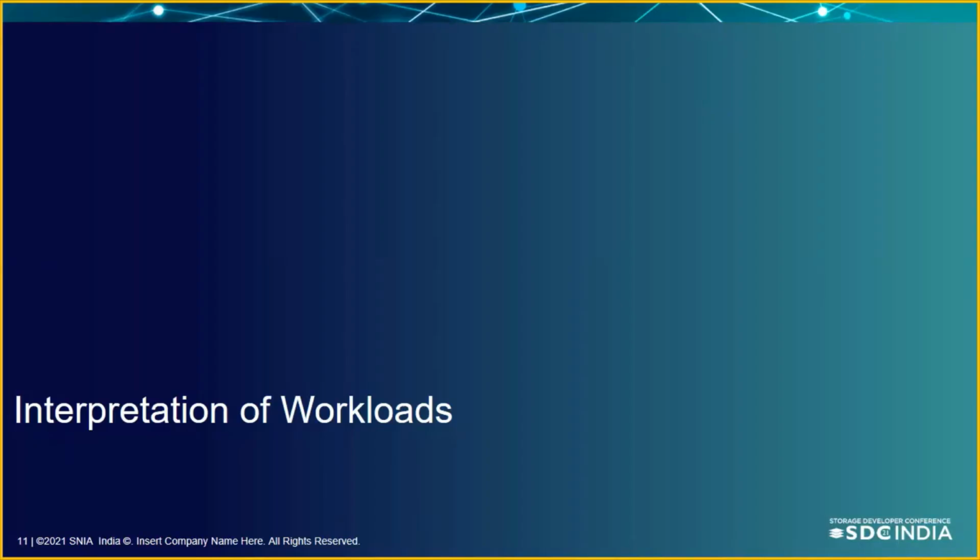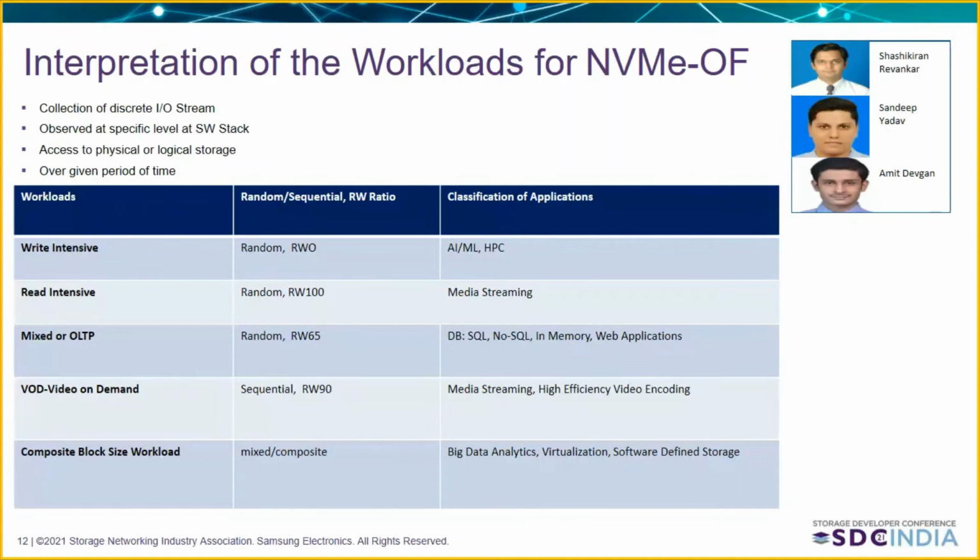So moving to the next slide, we want to understand the interpretation of workloads. Basically, a workload is a collection of discrete IO streams. It is observed at a specific level of the software stack. The access is given to physical or logical storage, and it is done over a period of time. As you can see, workloads can be classified into 5 major categories. Write-intensive workload is random in nature. Its read-write ratio is 0. Classification could be artificial intelligence, machine learning, and high-performance computing applications.